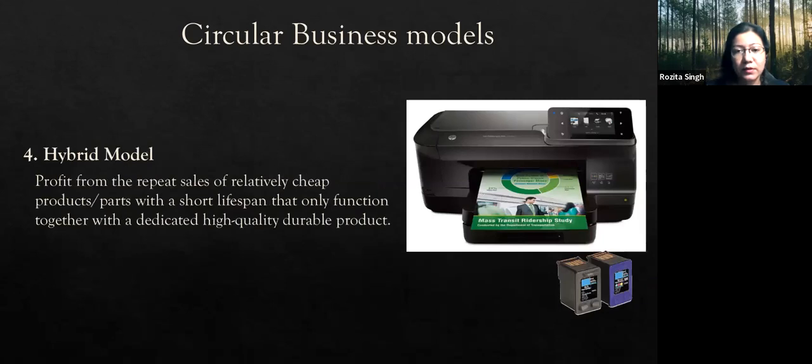The fourth example here is a hybrid model, and this is a classic example of your printer. So here, the profit actually is made from the repeat sales of a relatively cheaper component, the cartridge, which has a short lifespan, and which of course works only together with a high quality durable product like your printer. And very important to mention here, HP as a company is quite a front runner, and they have been working on circular economy since 2005. So in 2005, they started recovering the PET, polyethylene terephthalate, from their ink cartridges, and this was the material source for their new ink cartridges.